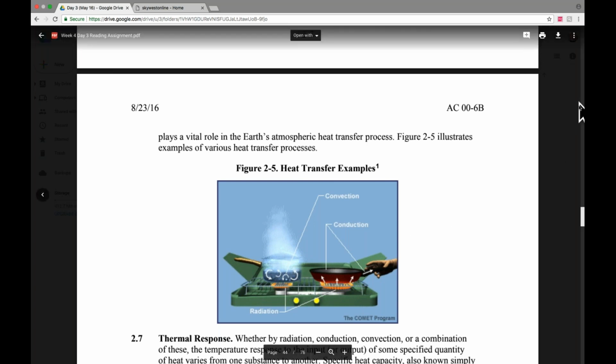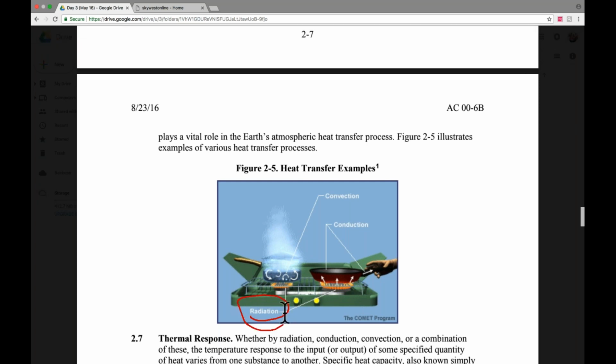So here you have the three different types of heat transfer. You've got radiation, which is the heat source. You have conduction, and convection occurring within the liquid itself, creating the steam.